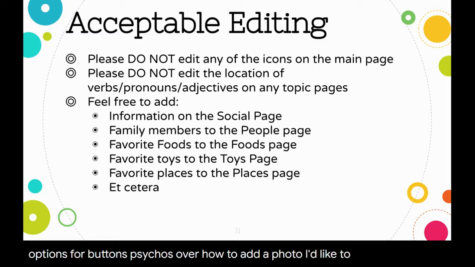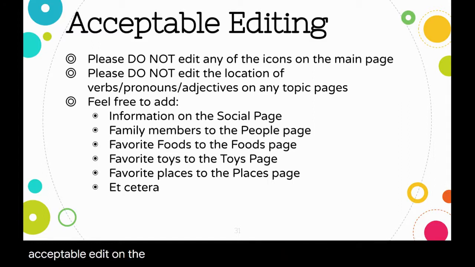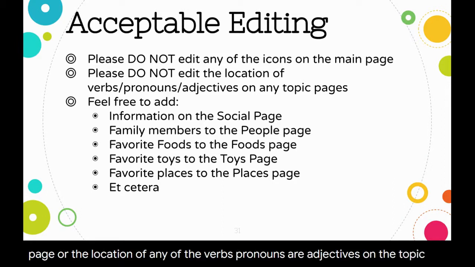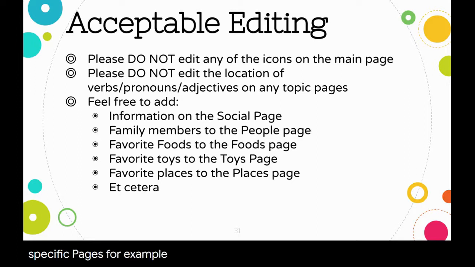I'd like to review what is an acceptable edit on the device because some things need to stay the same and stay in their current location. Please do not edit any of the icons on the main page or the location of any of the verbs, pronouns, or adjectives on the topic-specific pages. For example, in the foods page, the word eat is in the same location as it is on the front page. The reason for this is that the app is built on an idea called motor planning.